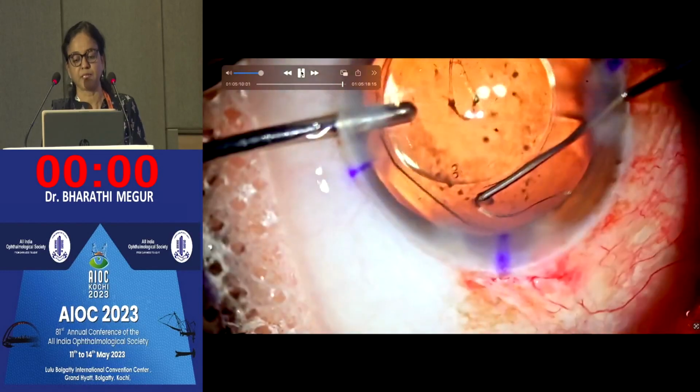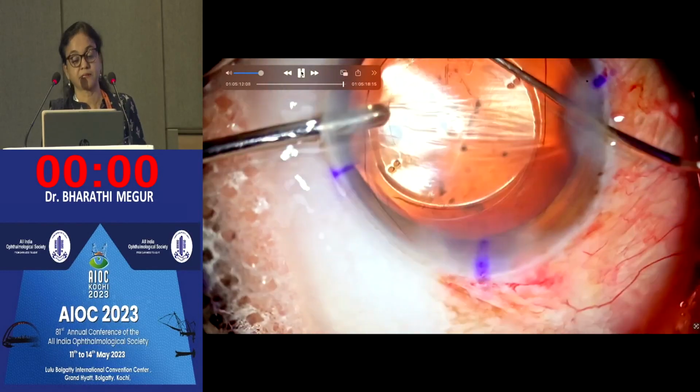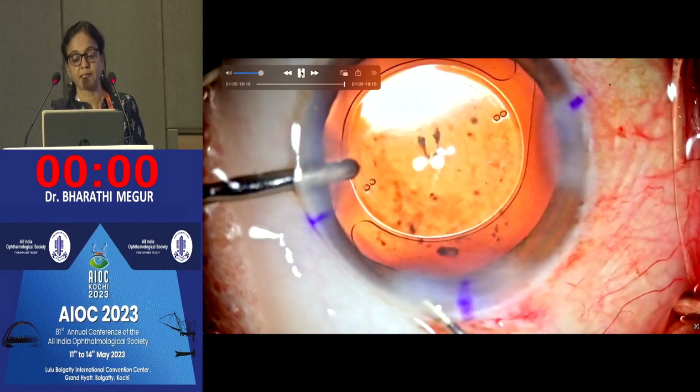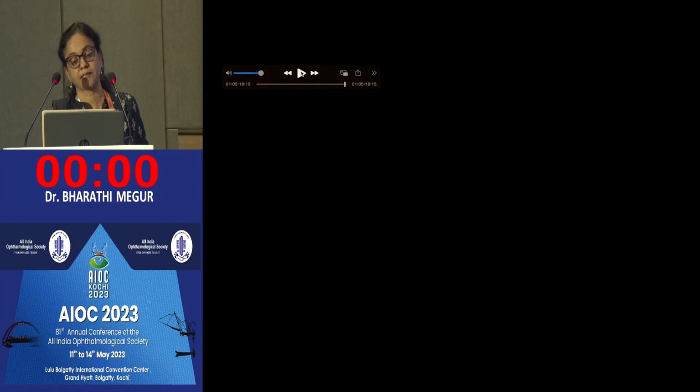A few years back, post-polar cataract was a relative contraindication for the implantation of the toric IOL, but of late, even in post-polar cataracts, we are able to implant toric IOLs.